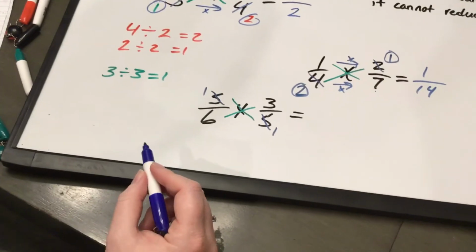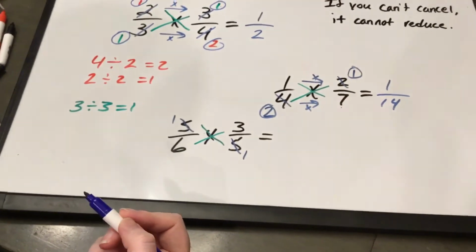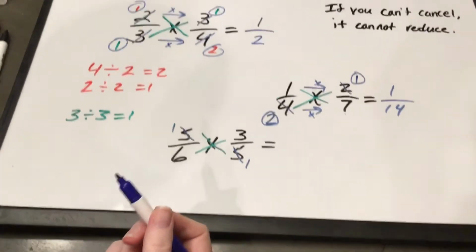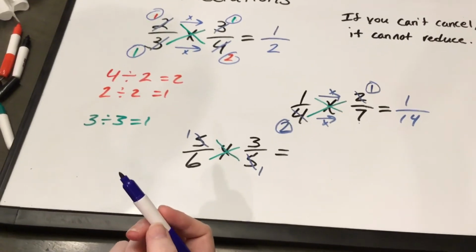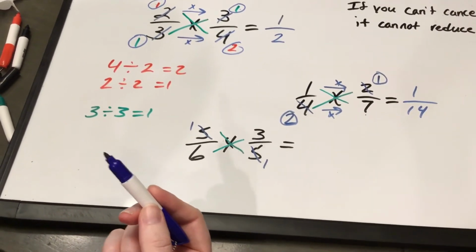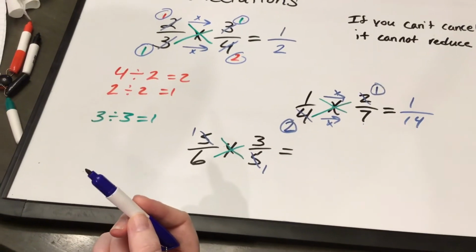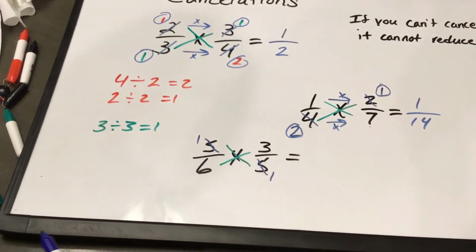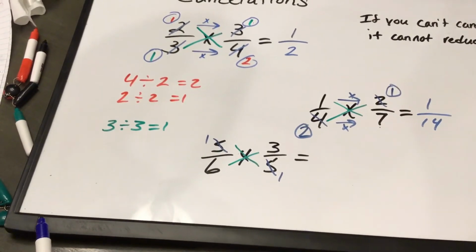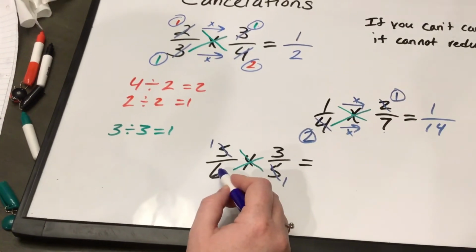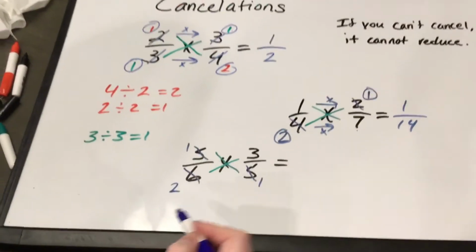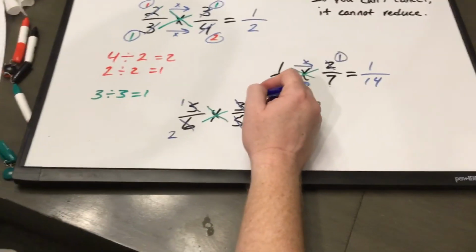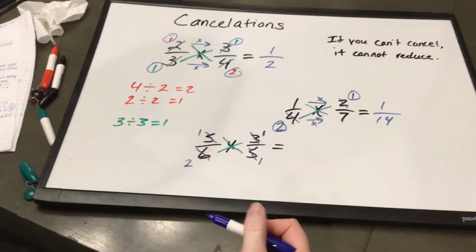Okay, our 3 and 6, can they cancel out? They can. You look at our factoring again, and they share a factor of 2. So we do 6 divided by 3 becomes a 2. And then we do the 3 to get it to smallest, divided by 3 is 1. And that's our new number.